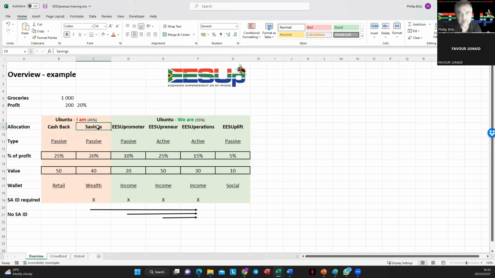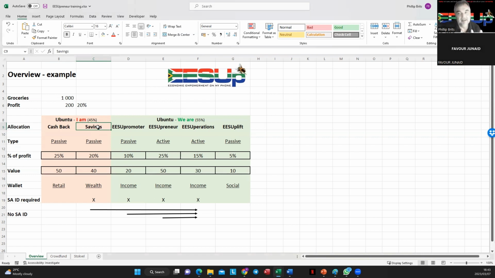If you remember the very first presentation that we did, where we said what EaseUp does, maybe you can just explain to people again. EaseUp stands for Economic Empowerment and Social Upliftment. Economic empowerment has got two components as far as we're concerned. One is to rectify income distribution, and the other is to rectify wealth distribution.